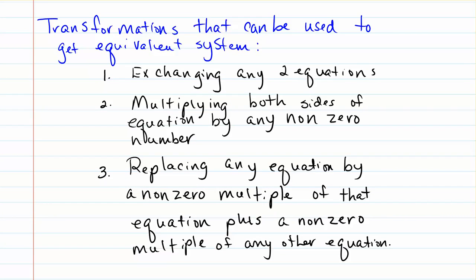you can do any of these steps, and if we look here, number one says we can exchange any two equations. We can multiply both sides of an equation by any non-zero number. We can replace any equation by a non-zero multiple of that equation. In other words, we could say, okay, 3 times that whole equation, and we could substitute it in, and we'll certainly look at examples of that.